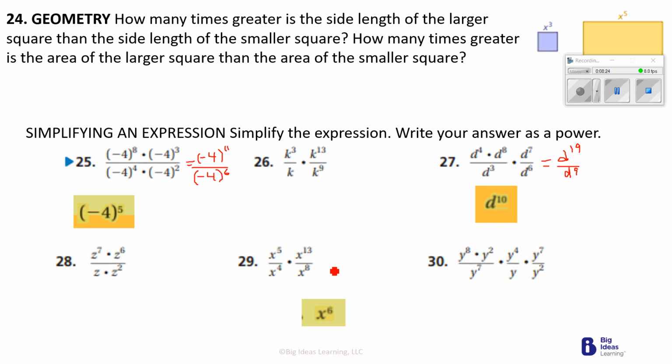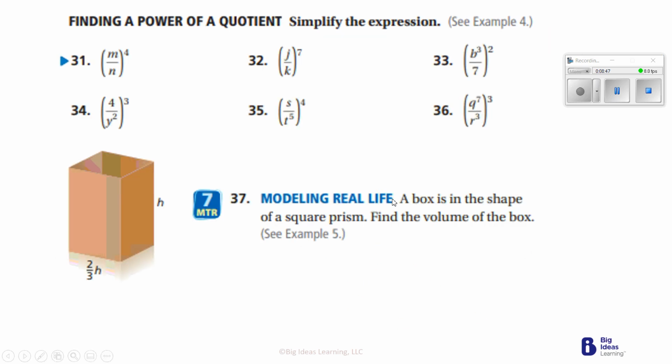Number 29, again, we add the top. The bases are the same, so 13 and 5 make 18. So this would be x to the 18th power. That's going to be over x to the, 8 plus 4 is 12. Now we take 18 minus 12, and that makes 6. All right, let's move on.